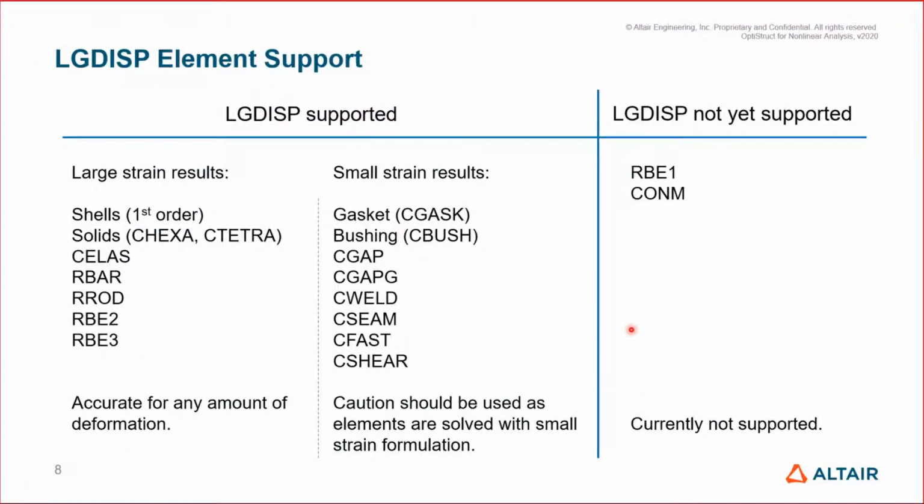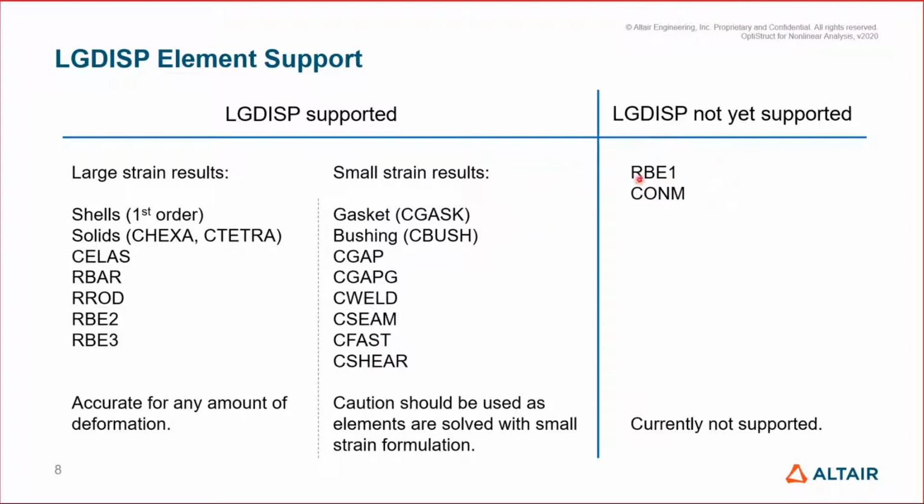These are the elements that support the large displacement formulation. Your shells and solids are all supported. Special elements like bushings are not supported, meaning you can still run. If you turn on large displacement, you will still complete without error, but it's actually using the small strain formulation to calculate.